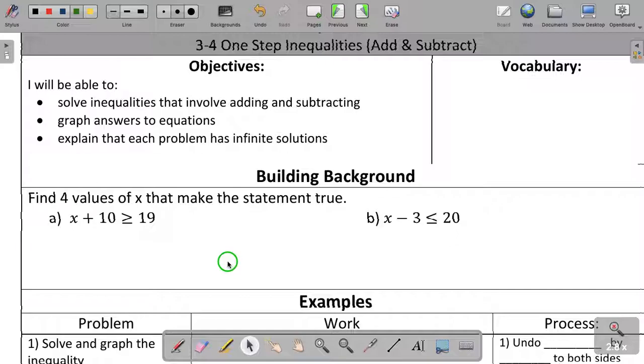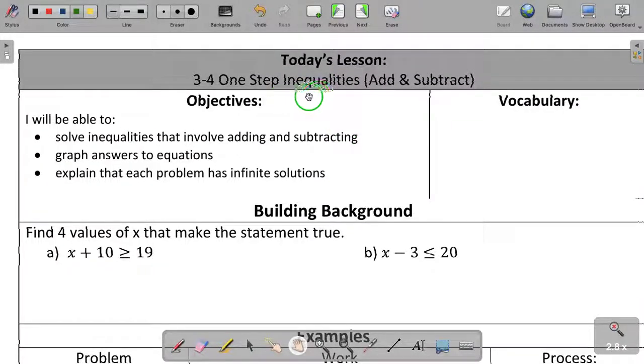So we're working on section 3.4, one-step inequalities with adding and subtracting. We want to solve inequalities that involve adding and subtracting. We want to graph answers to inequalities, and we want to explain that each problem has infinite solutions.